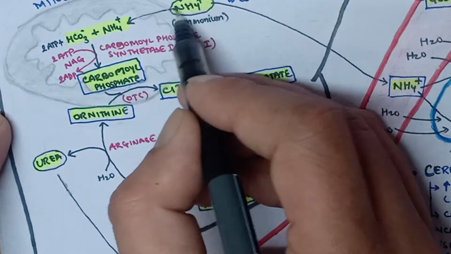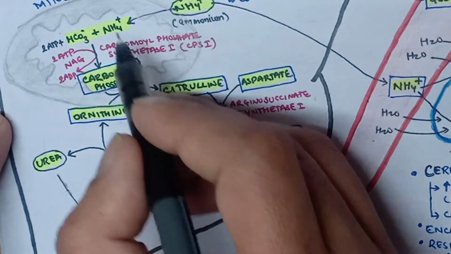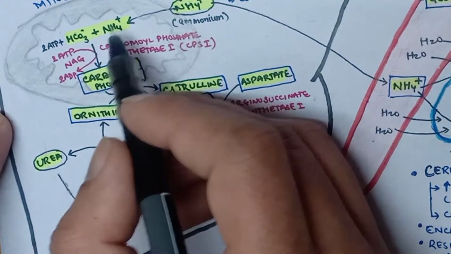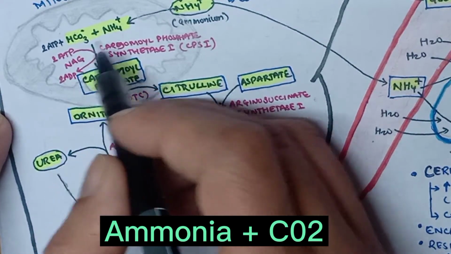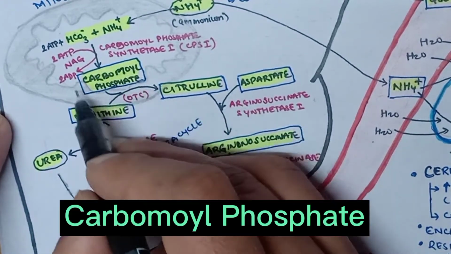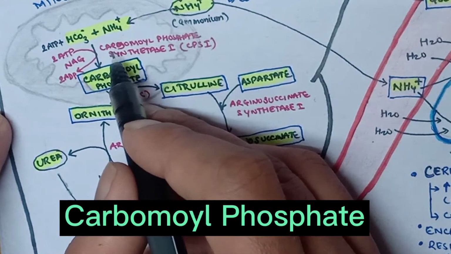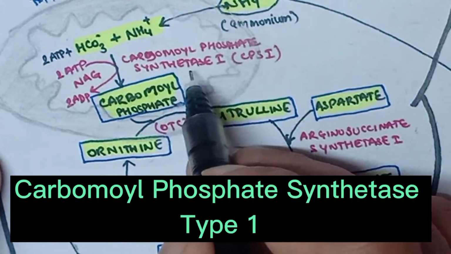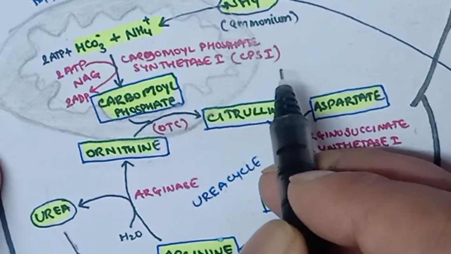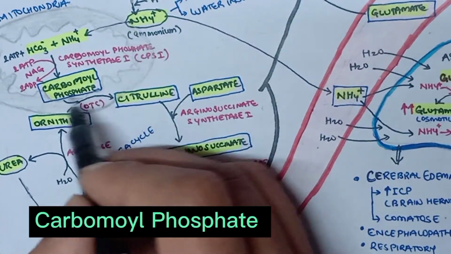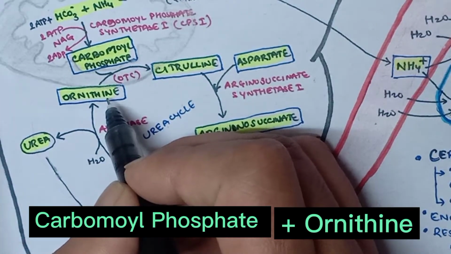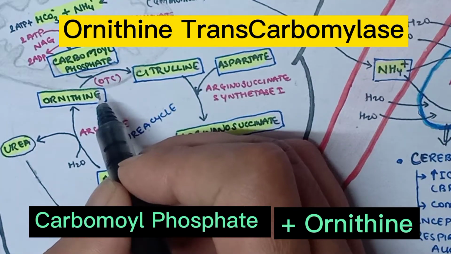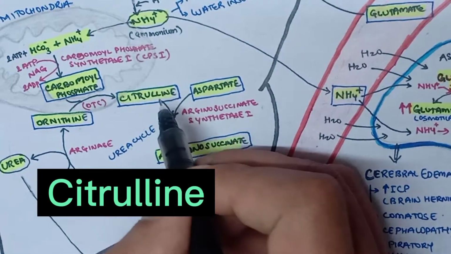So the ammonia will enter into the mitochondria where it combines with carbon dioxide in the form of bicarbonate, and one molecule of ammonia combines with one molecule of carbon dioxide to get converted into carbamoyl phosphate in the presence of the enzyme carbamoyl phosphate synthase type 1, that is CPS 1. Now this carbamoyl phosphate will condense with ornithine in the presence of the enzyme ornithine transcarbamylase to form citrulline.